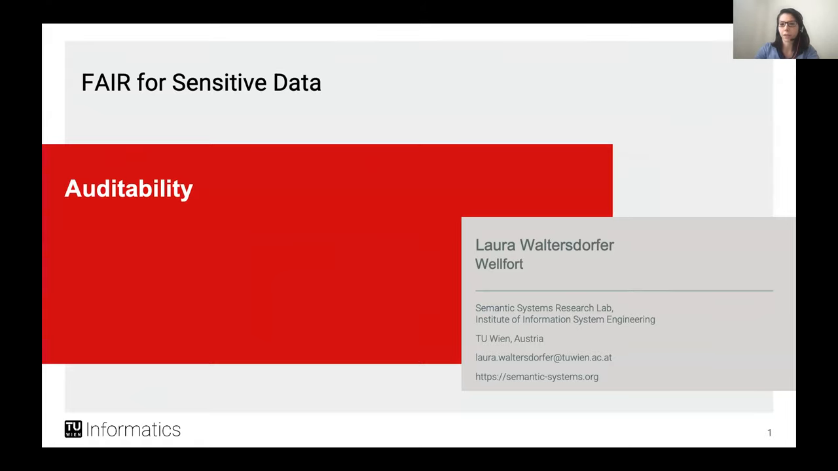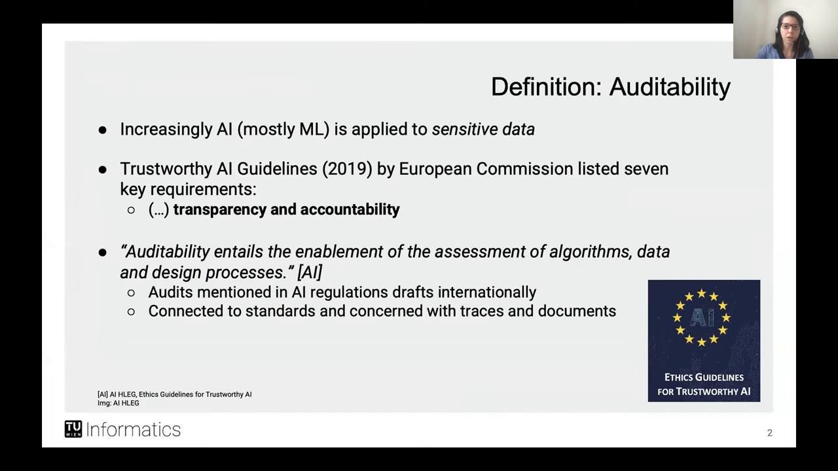Hello, my name is Laura Waltersdorfer, and I will give a quick introduction to auditability and why it is important and why it will be more important because of future regulation probably. So without further ado, let's start with the definition. As context and background, increasingly artificial intelligence, and here mostly machine learning, is applied to sensitive data in different use cases. This is oftentimes leading to intransparent, not really understandable models, leading to results that are not understandable, which was a reason why the guidelines for trustworthy AI were published by the European Commission in 2019, listing 7 key requirements for developing such trustworthy AI or leading to more trustworthiness in AI development.